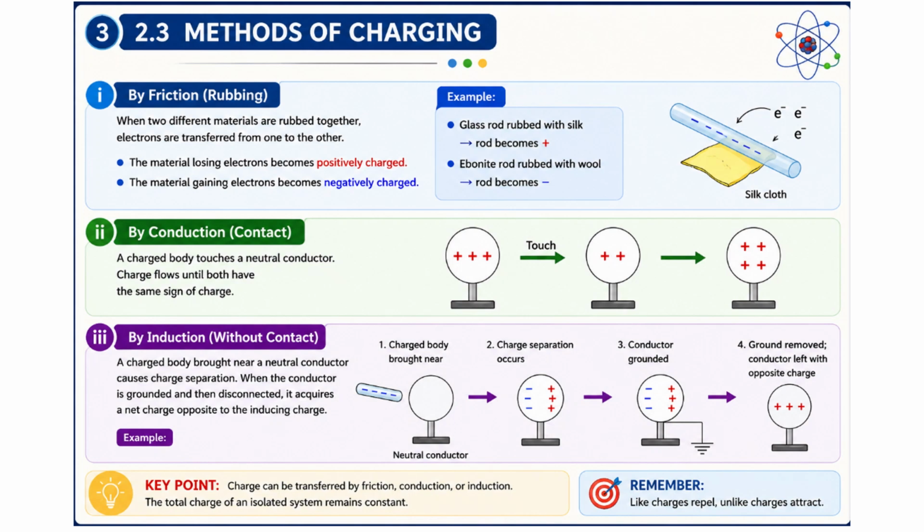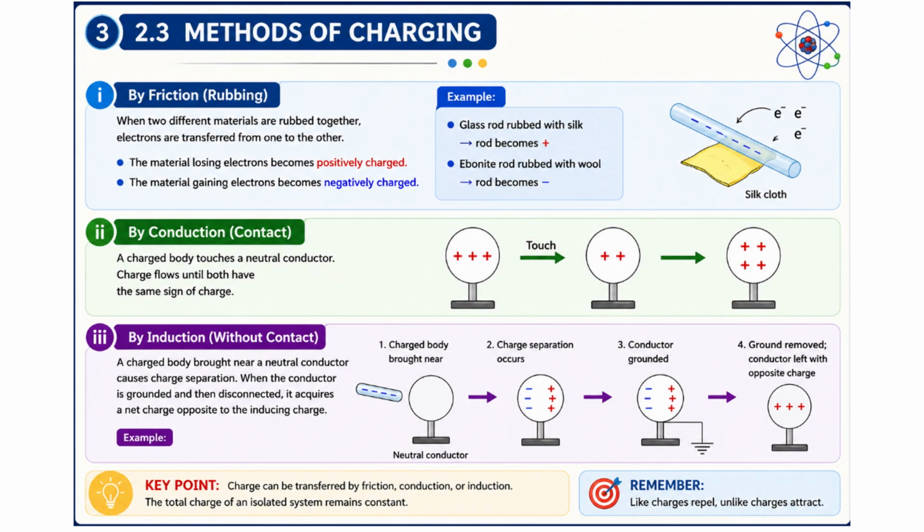Okay? So if we talk about charging by friction, in other words, we are talking about rubbing something, maybe an iron rod or a metal rod or a rubber rod, with another body. So let's start with the most common method we experience in our daily life, friction, or simply rubbing two different materials together, as I mentioned.